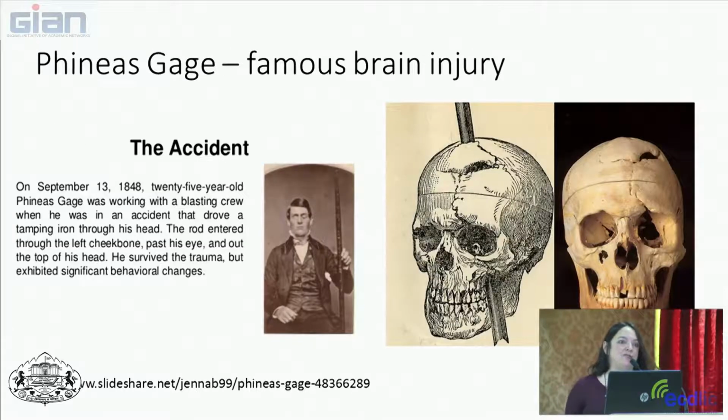One of the very famous studies of opportunity was this man called Phineas Gage, and I'm sure if you have studied anything about the brain, you've probably heard about this man before. He was a 25-year-old railroad worker, actually a foreman on the railroad, and he was working with a blasting crew when there was an accident that drove this big iron rod right through his head. The rod entered through his cheekbone, you can see in the picture, passed his eye and out the top of his head. Interestingly enough, he survived this trauma, but people noticed a lot of changes in Mr. Gage after he had this accident.